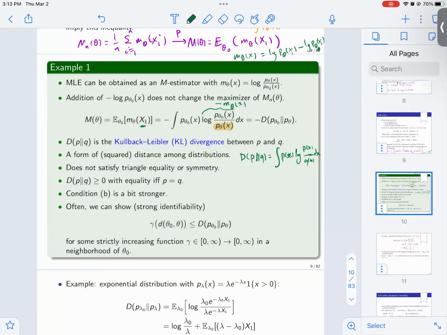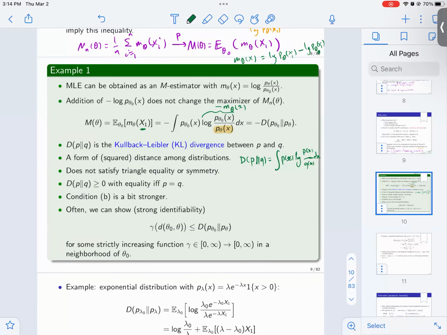It's not a proper distance. It's not symmetric. It doesn't satisfy the triangle inequality. In fact, it looks like a squared distance, if you think about it. But in any case, that's the population level criterion for the MLE. It will have a maximum, because the M theta for the MLE would be the negative of this, right? It has a maximum at the true density, and for all other densities, it's going to be strictly negative. So the true density is really the maximizer.